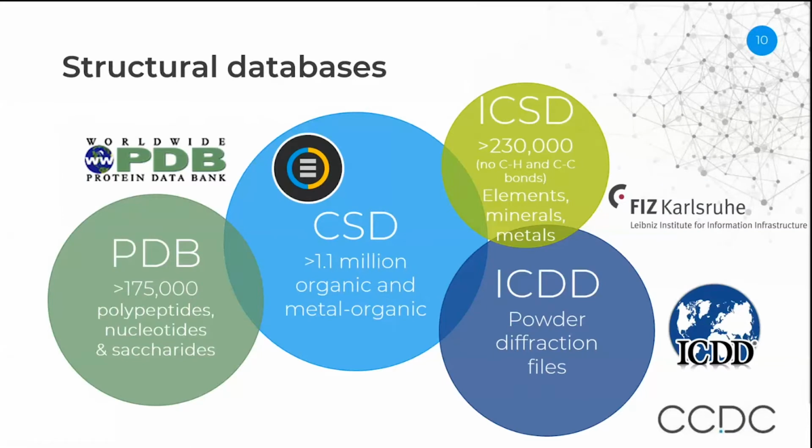There are a number of different structural databases that exist, and here you can see 4 of them divided by content. The CSD contains every organic and metal organic structure, and alongside this database there's the Protein Data Bank containing macromolecular structures, the Inorganic Crystal Structure Database curated by Fitz-Karlsruhe, and the ICDD containing powder diffraction patterns. And that database includes patterns derived from data in the CSD as well.